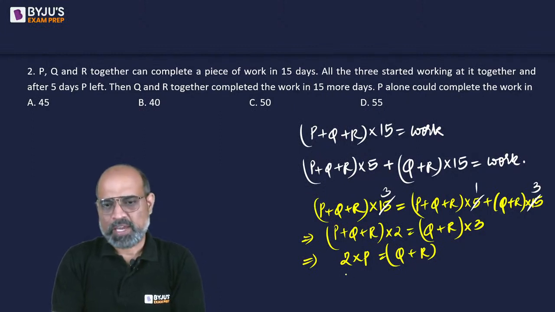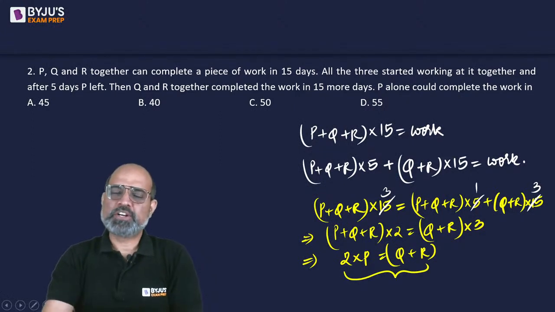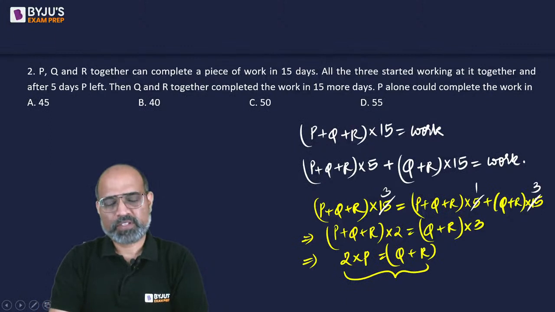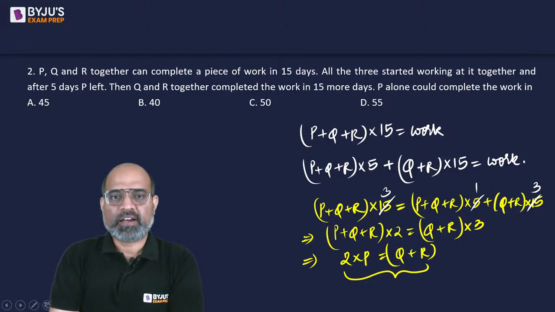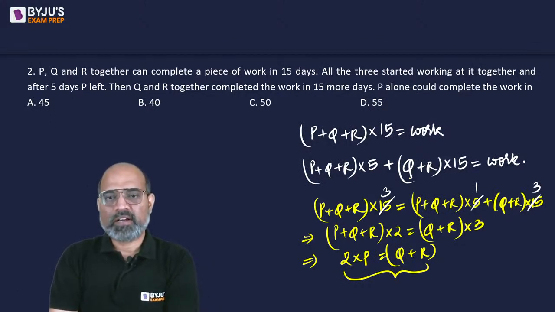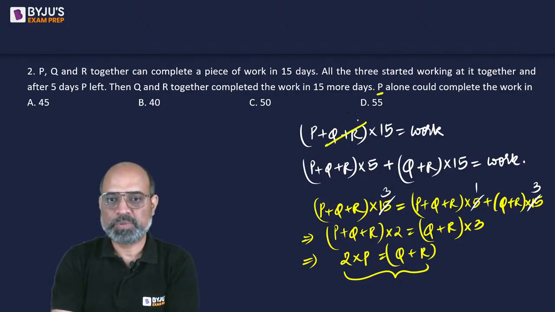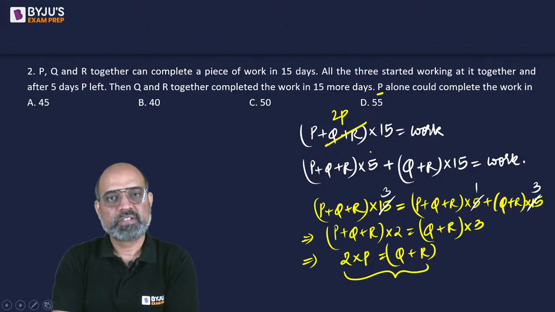ठीक है, average लिखने की जरूरत नहीं है. What we can do is we can leave it as such. Okay. Now, we can substitute this Q plus R as 2P, and since P is asked, so Q plus R की जगह we can put 2P here, right?